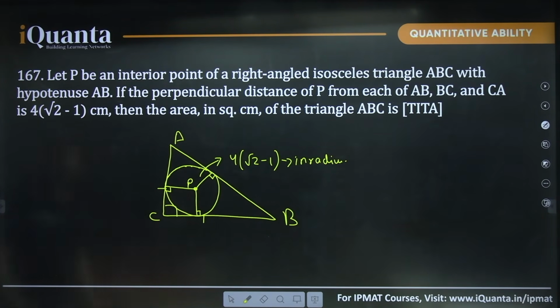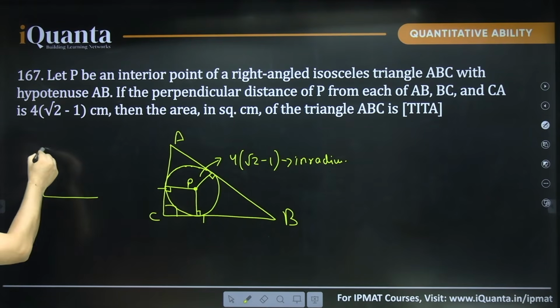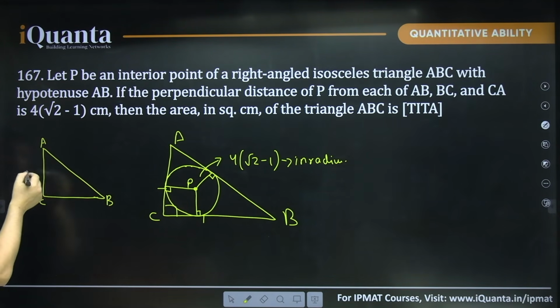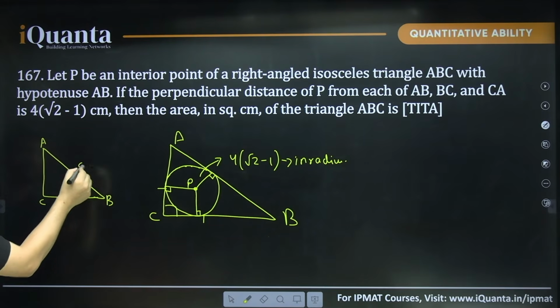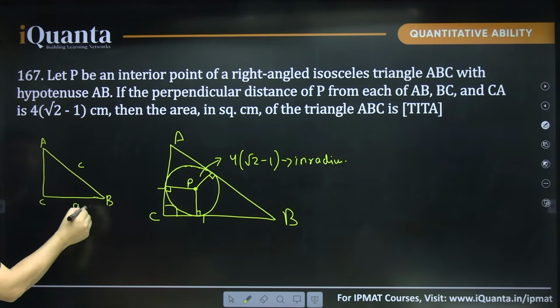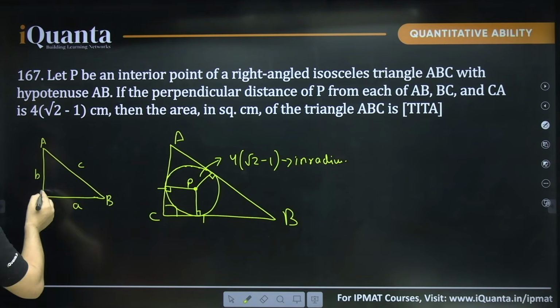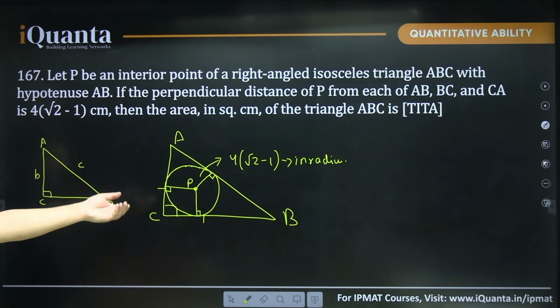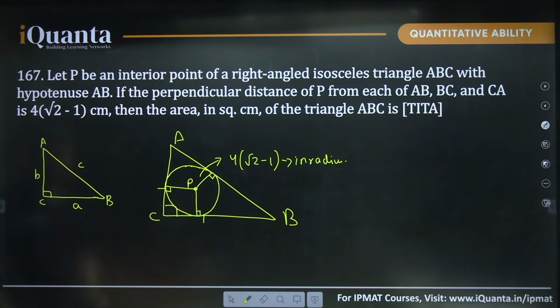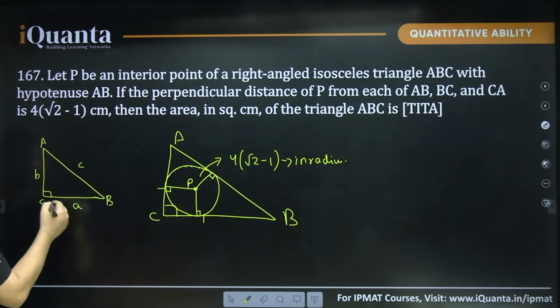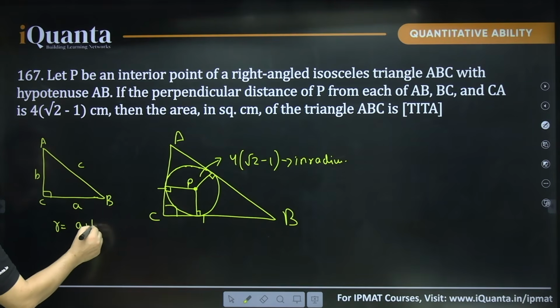Now you know that if there is a triangle, suppose the triangle is like this, there is A, there is B, there is C. The AB side will be c, CB will be small a, the length of this side, and AC will be b. You know that for a right angle triangle, not just a right angled isosceles triangle, the inradius is the sum of these two, height and base, a plus b, minus the length of the hypotenuse, divided by 2.